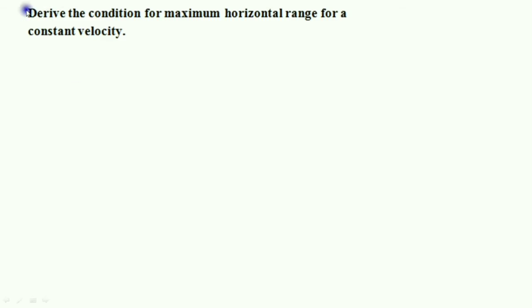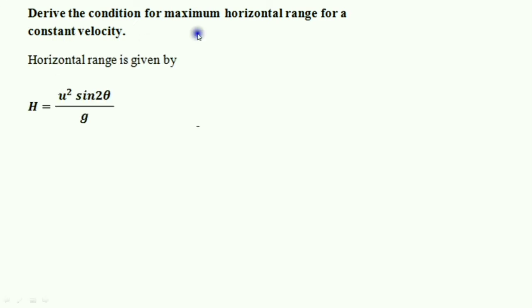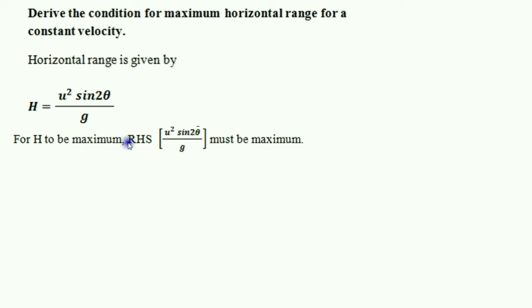So this is the first question: derive the condition for maximum horizontal range for a constant velocity. This question is asking what we should do to throw the projectile to cover maximum distance, but we cannot change the velocity. Velocity is constant. So horizontal range is given by this formula. In order to make this R maximum, the right hand side should be maximum, and in the RHS you can see u square is constant, g is constant, so we can change only the angle.